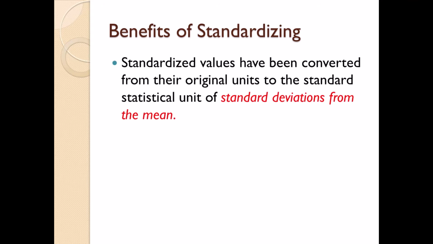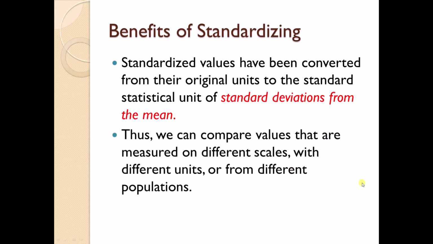Standardized values have been converted from their original units to the standard statistical unit of standard deviations from the mean, so they're in standard deviation units. When we make those conversions, we can compare values that are measured on different scales, with different units, or from different populations. If you're measuring the same thing with two different instruments that are scaled differently, you can convert both to z-scores and then they become comparable. I think we'll see that here in a minute.